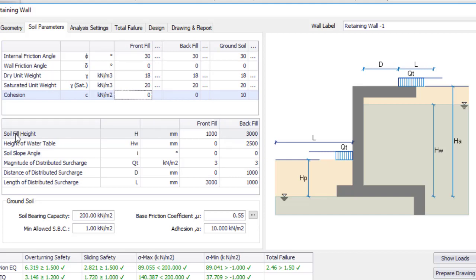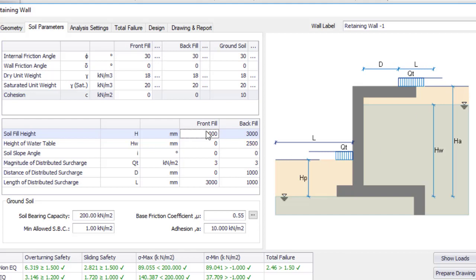Now you can see, look at this, it says soil fill height. That is, what is the height to which I have filled the soil. Look at it, front view. If you look at this side, HP, this is the height of soil at the front. And when you look at this side, this is where you fill the soil. This is to the brim, you can see 3000.